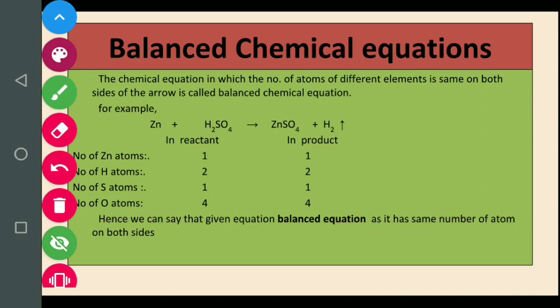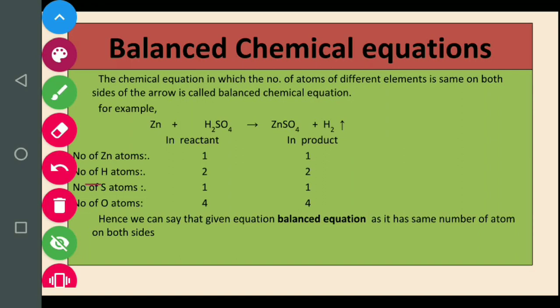Now balanced chemical equation. An equation in which the number of atoms of different elements is the same on both sides of the arrow is called a balanced equation. Let's understand with the help of an example. We have the same reaction, Zn plus H2SO4 gives ZnSO4 plus H2. On the reactant side we have Zn and H2SO4, and on the product side we have ZnSO4 and H2. Let's see the number of zinc atoms on the reactant side. Here you can see there is only one zinc on the reactant side. Now on the product side there is also only one atom of zinc.